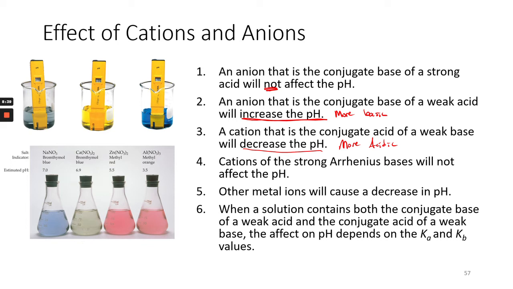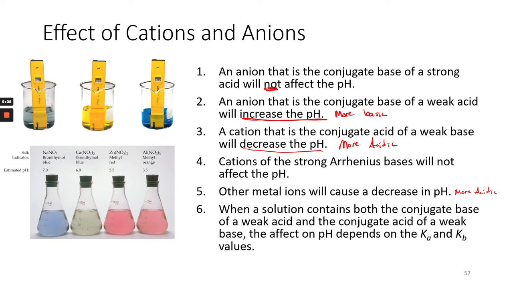Cations of strong Arrhenius bases will not affect the pH. So any of your strong bases, the cations that go with them, will not affect the pH at all. So just keep it neutral. Other metal ions will cause a decrease in the pH, making it more acidic. And these are your transition metals, aluminum, higher charged metals, not your group 1 and 2 metals.